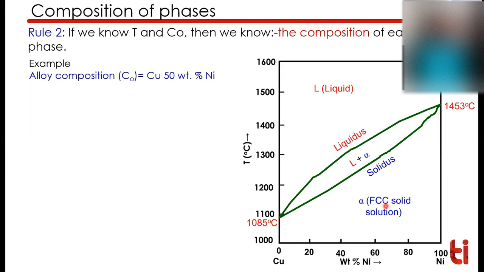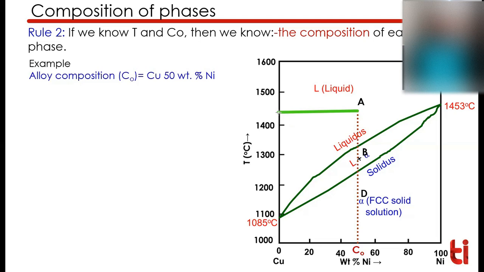Suppose I have taken an alloy composition which I melted, copper 50% and nickel 50%. The alloy composition is generally represented by C naught. At one temperature I put three points A, B, D. At point A the temperature is roughly 1430 degrees Celsius, so at point A your material is completely liquid.